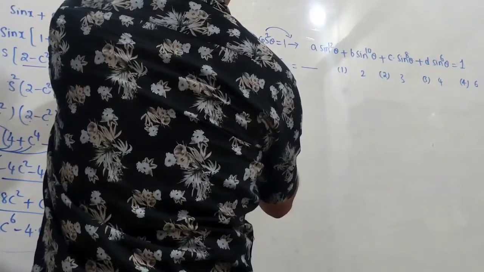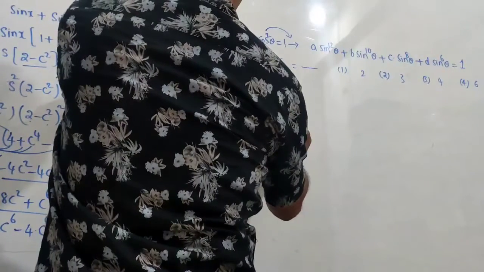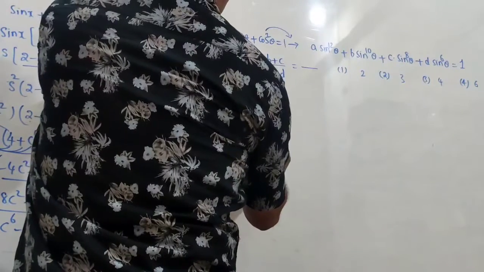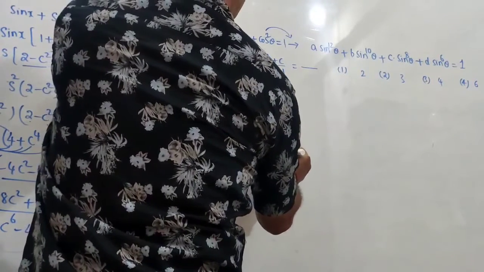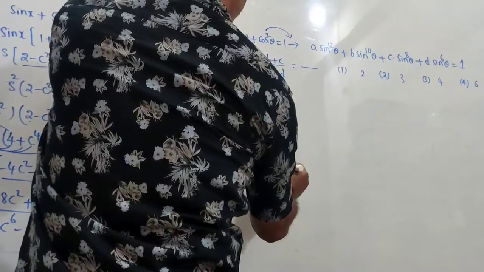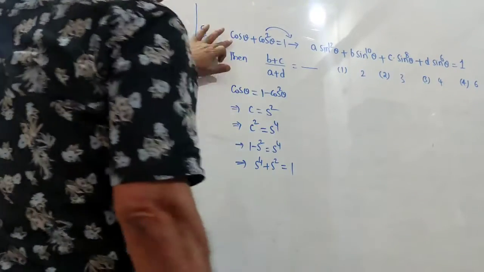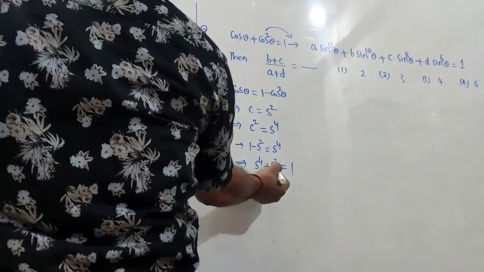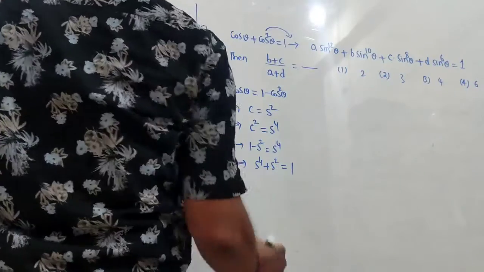So, that implies squaring on both sides, cos square is equal to sin to the power of 4. Okay. This cos square means it is 1 minus sin square is equal to sin to the power of 4. Okay. Next, sin to the power of 4 plus sin square, that is equal to 1. Sin to the power of 4 plus sin square is equal to 1.